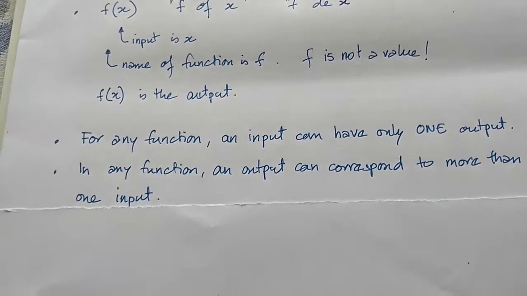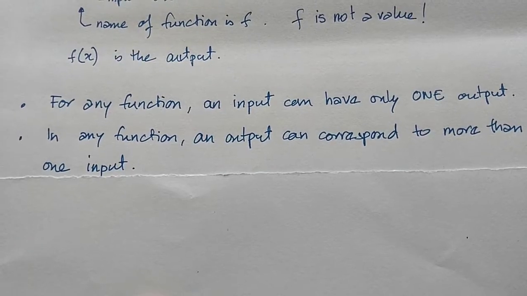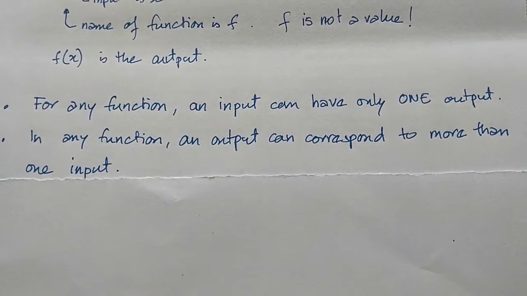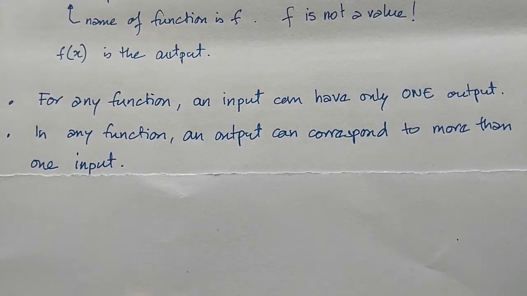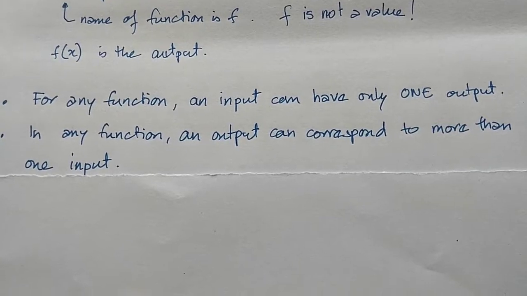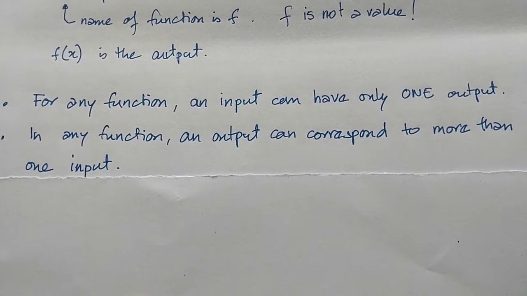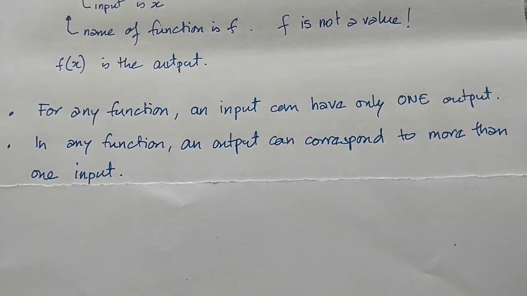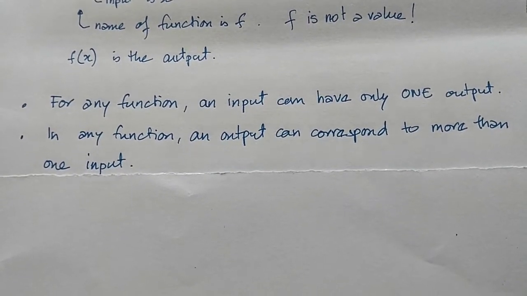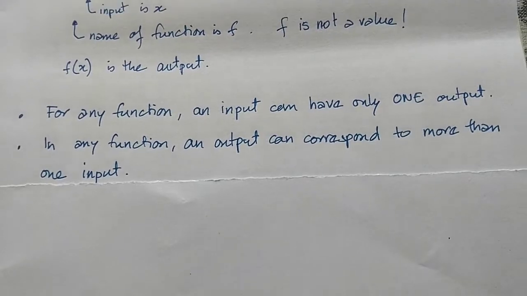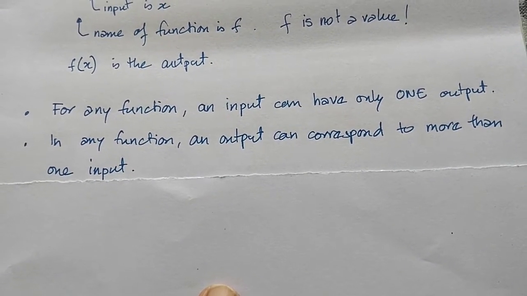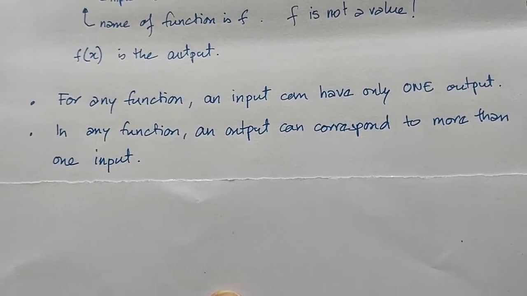In the opposite direction, in any function, an output can correspond to more than one input. We have seen this. We took that extreme example where for any input, the output was 5. So here also, it is true. That was a useless function of no consequence. But there will be other functions where you will have 2 or more inputs giving the same output.